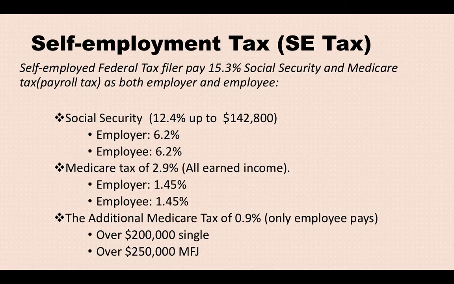If you are self-employed, you pay both the employer and the employee portions. So for Social Security, you pay 12.4%. For Medicare, it is 2.9%.